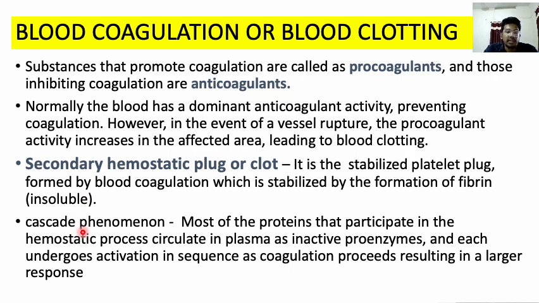The cascade phenomenon. So the cascade phenomenon is most of the proteins that participate in the hemostatic process circulate in the plasma as inactive proenzymes. There are so many factors that are basically proteins. They are in inactive form in the usual situation. They are inactive proenzymes, but they will undergo activation, and when one is undergoing activation, it will activate the other one. It will activate the next one. Then it will activate the other one. Like it is a cascade. So this is the cascade phenomenon, and this will lead to the production of a larger response.